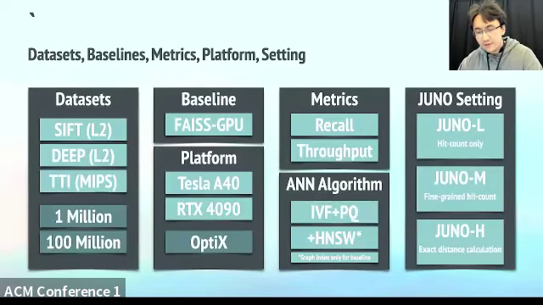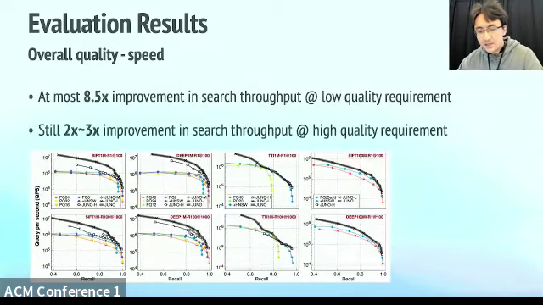We have 3 settings from lower quality to higher quality, from aggressive counter-based accumulation to exact distance calculation. Overall, we get at most 8.5 times improvement in search throughput at lower search quality and 2 to 3 times improvement at higher search quality.